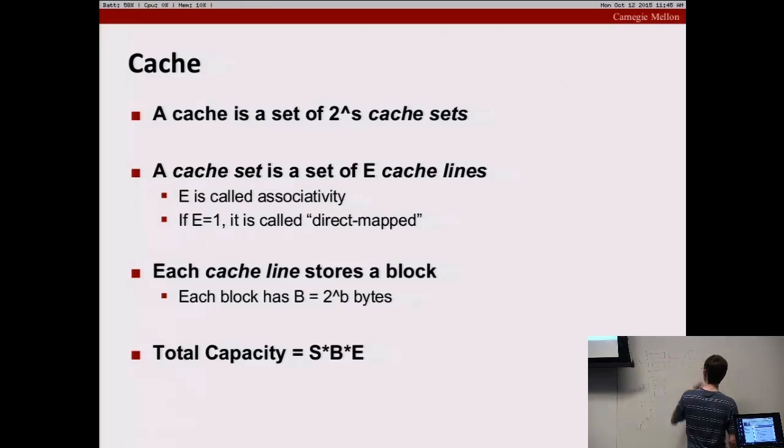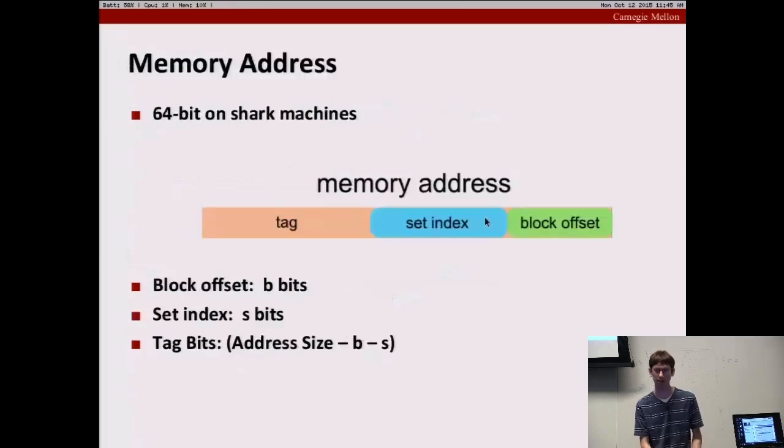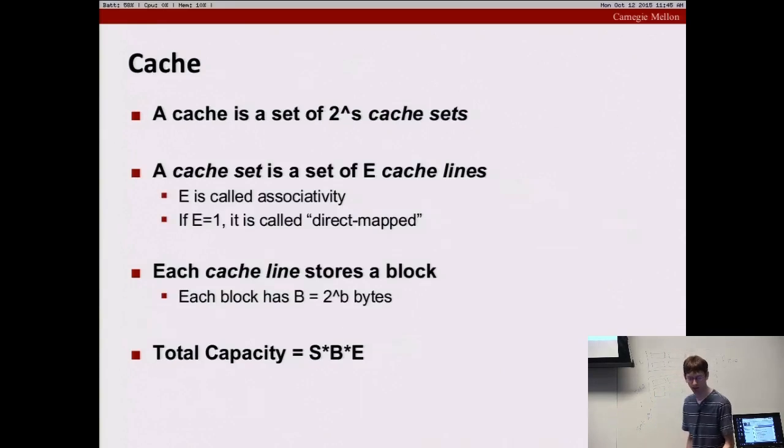And each line contains a couple things. So these will sort of be the lines of the set. So this is like if e equals 2. So we have 2 to the s total sets, where s is the number of bits in the set index, because of course we can index 2 to the s different things if we have s binary bits. So then each set has some number of lines. In this case, this example is 2.